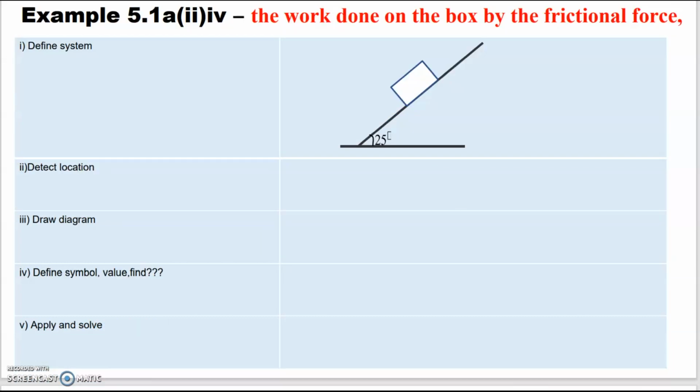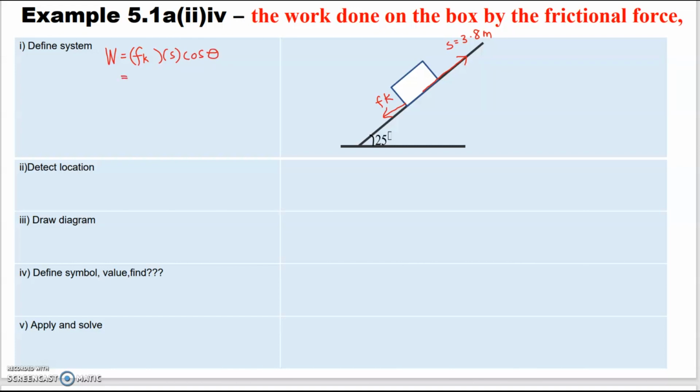Now the work done on the box by the frictional force. The object we know is always moving upwards. So this is the S, 3.8 meter. The information given is just the same, the mass and all the information. But the frictional force, Fk, always opposes the movement. Therefore our formula will be W is equal to Fk, our frictional force, times the displacement, cos theta.